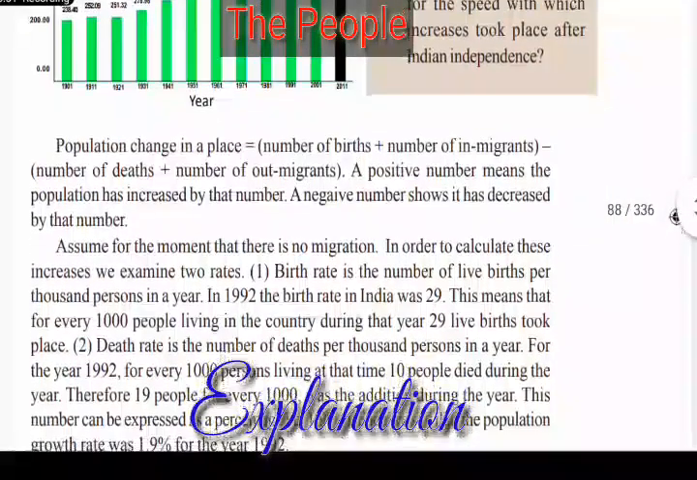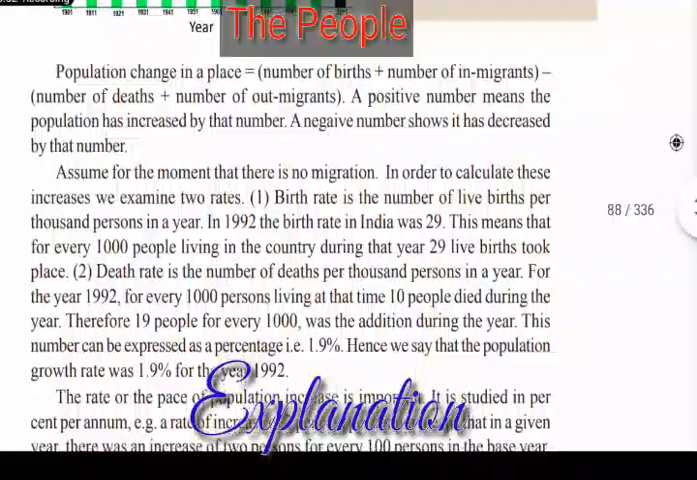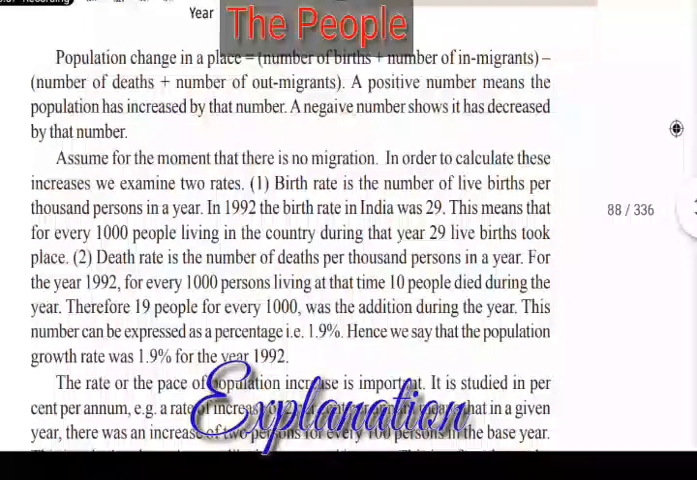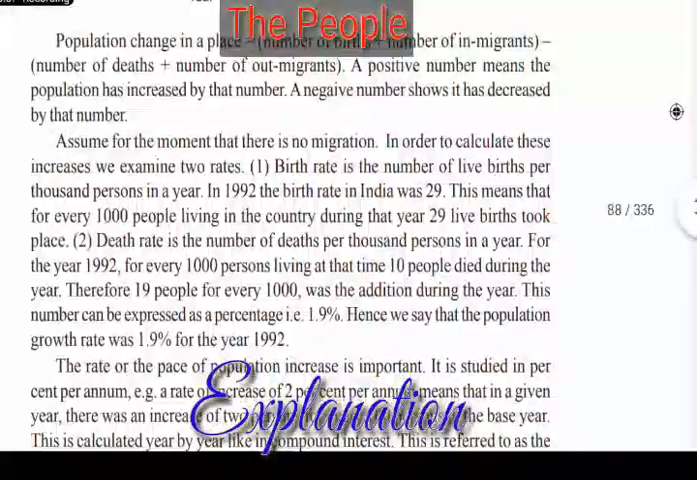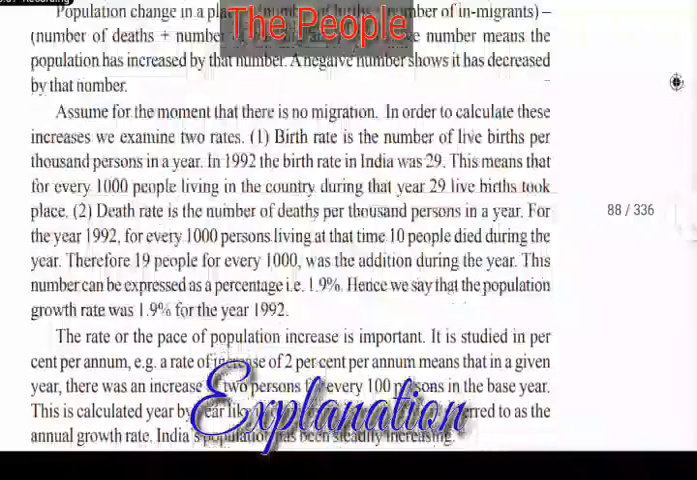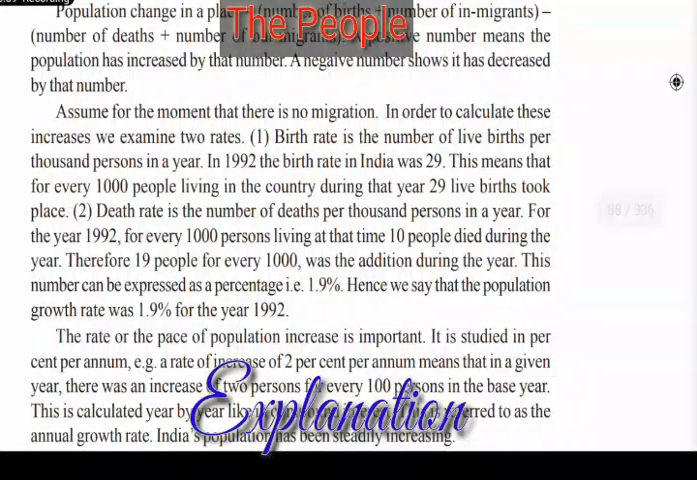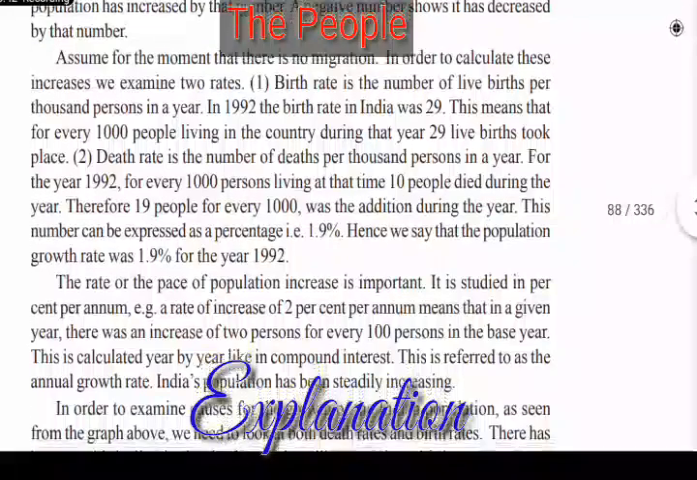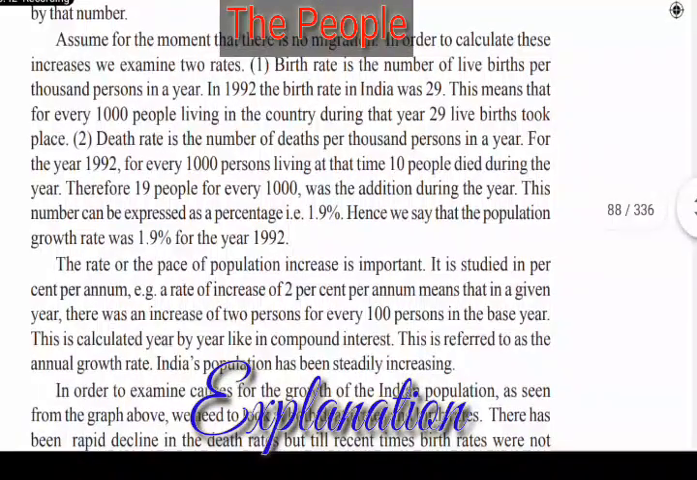Population change in a place happens because of the number of births plus the number of in-migrants, minus the number of deaths plus the number of out-migrants. If the number is positive, then the population has increased by that number. If it is negative, it shows that the population decreased by that number. Assume for a moment there is no migration. In order to calculate this increase, we examine two rates: first birth rate, and secondly death rate.